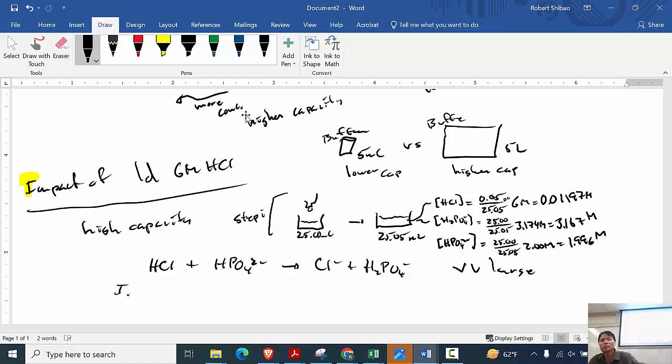Now, what a buffer is supposed to do is resist pH changes. For example, when I added the drop of HCl to the water, the pH changed dramatically. The pH changed by 5 power units. 5 power units would be 10 to the 5th, which would be 100,000 times more acidic. So if I add this drop, what we don't want to see is a large pH change.